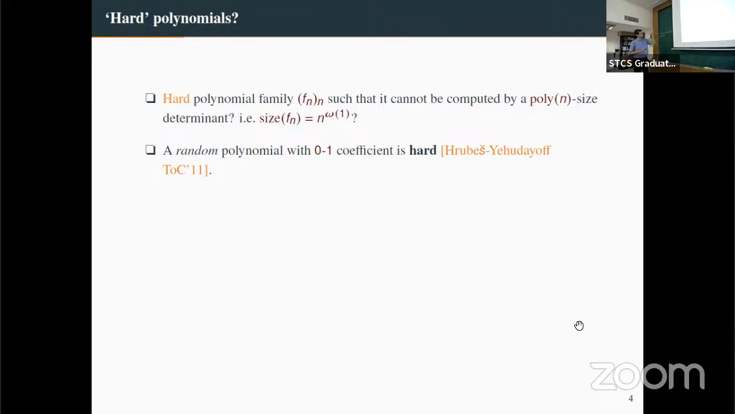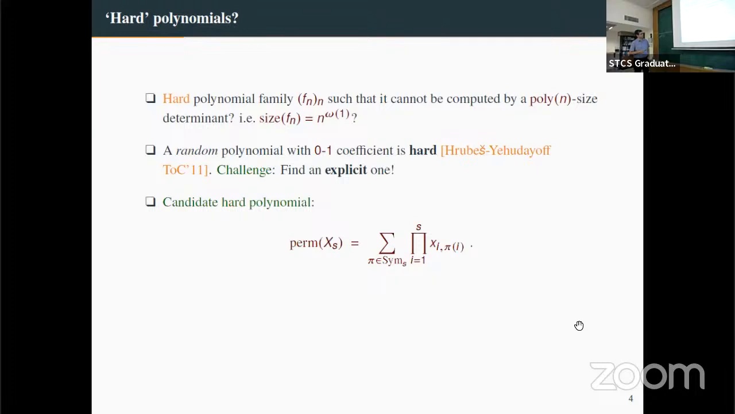But the problem is that this is not very satisfactory in the area. This random is not explicit. It's not a natural polynomial. So we are after polynomials that are somehow natural. I'll give an example of a natural polynomial next, or an explicit one. So it is this. There are no signs. You remove the signs in determinant and you just look at the sum of these monomials given by the permutations on S elements. This is called permanent.